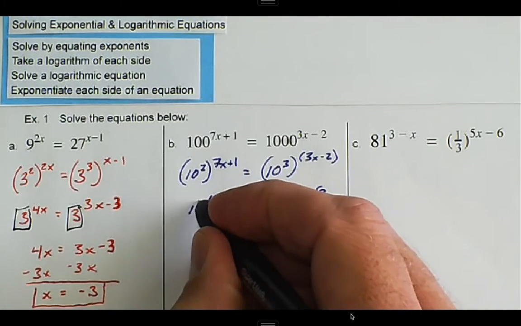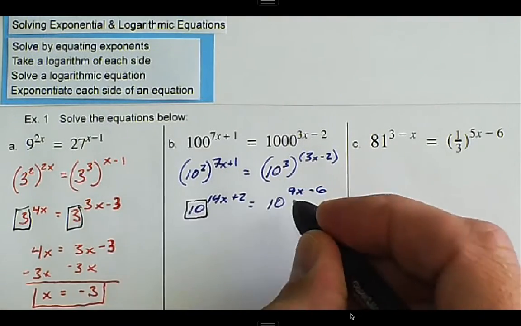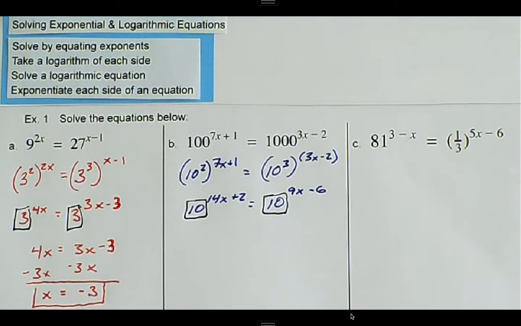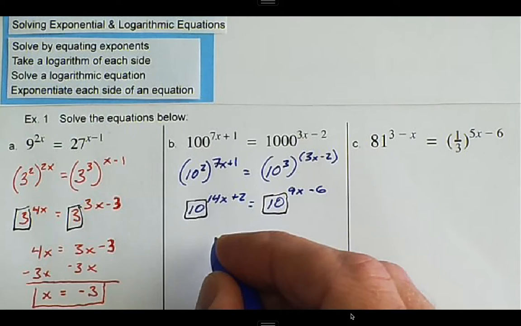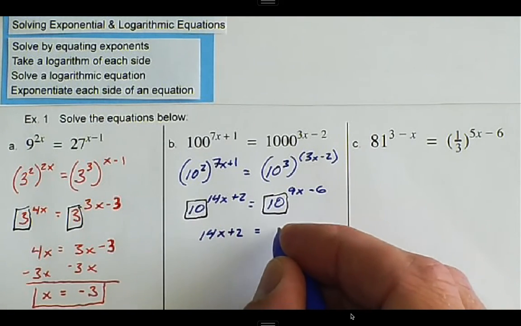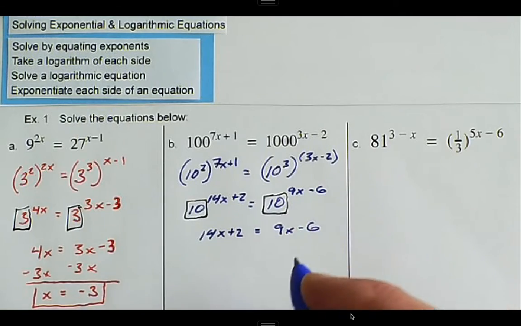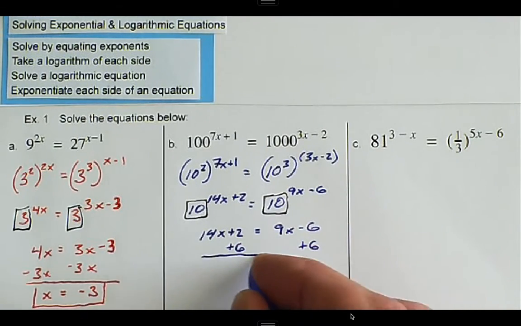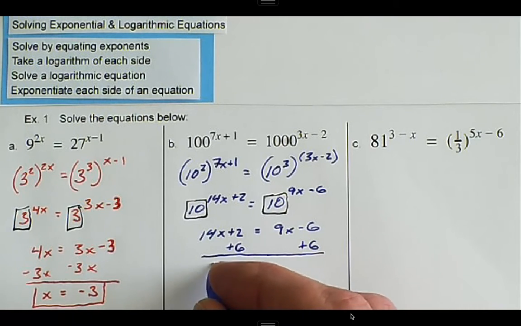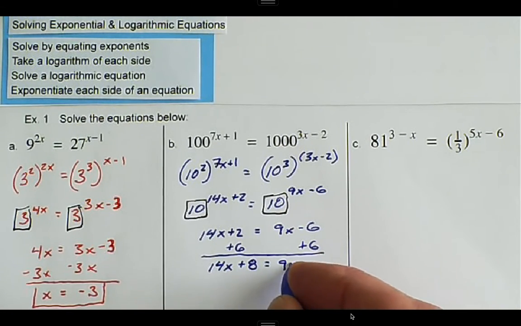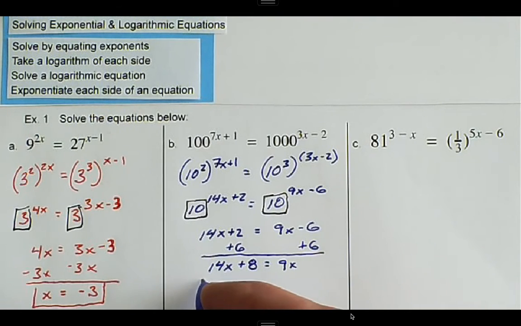Now we have the same base. We have a base of 10 and a base of 10, and they're equal. So then we can set the exponents equal to each other. 14x plus 2 is equal to 9x minus 6. So we can add 6 to both sides. We get 14x plus 8 is equal to 9x. Then we can subtract 14x.